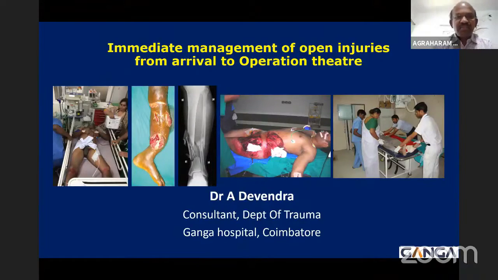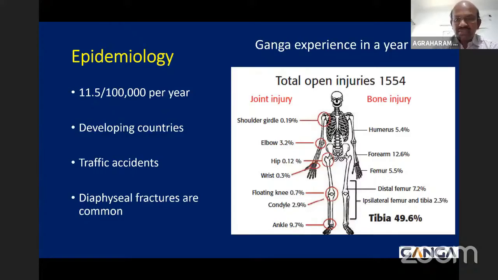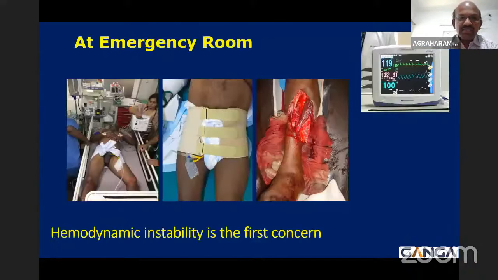I'm going to talk about the management in the casualty, that is from arrival to the operation theater. We all know that road traffic accidents are quite high, especially in developing countries like ours, where the incidence is very high, and diaphyseal fractures are more common, especially open tibia injuries. In our institution, in a year, up to 50% of open injuries are located in the tibia.